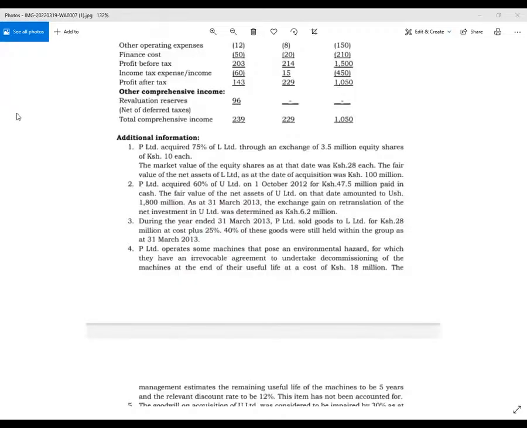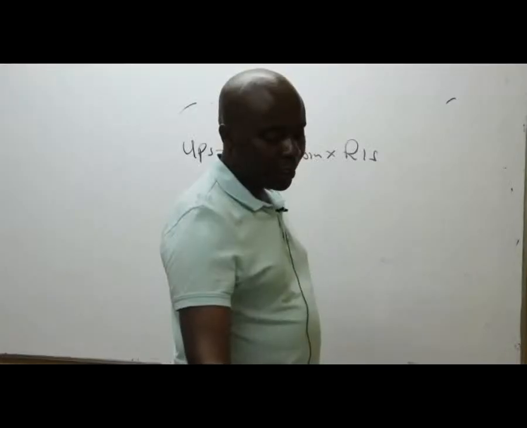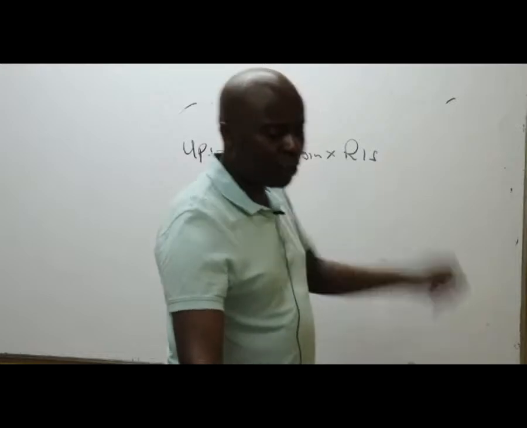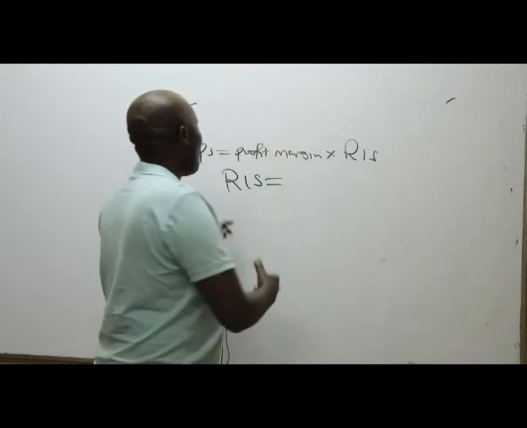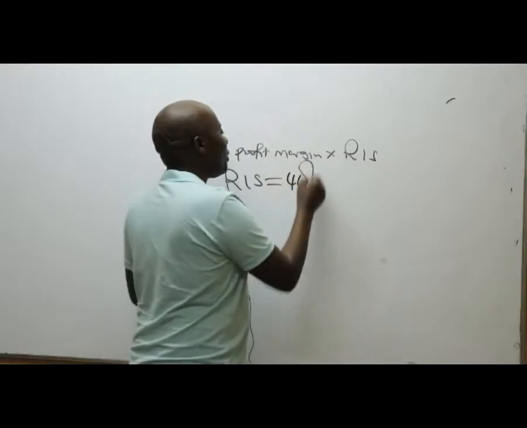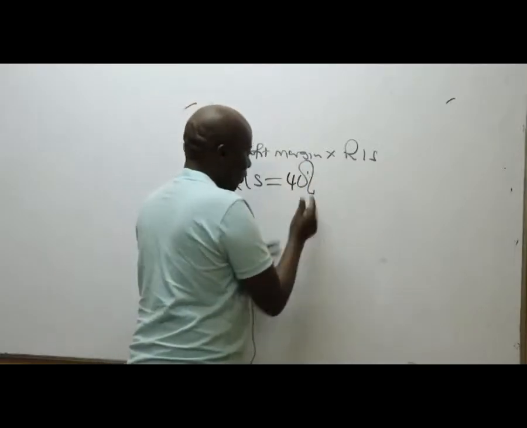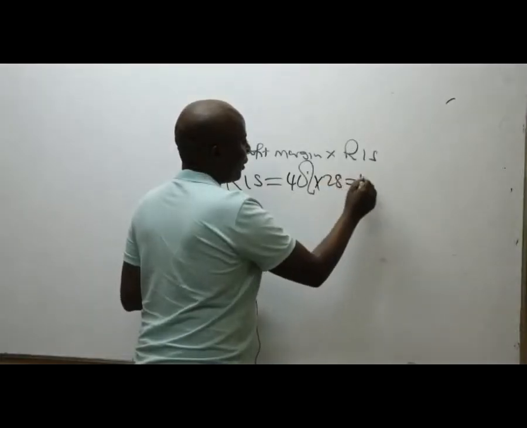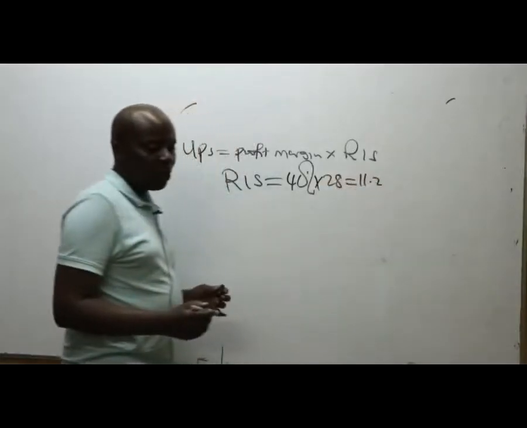The total goods sold were 28 million. It's 40% of these goods which were still held within the group. So the remaining intra-sales will be equal to what? The remaining intra-sales will be 11.2. You guys are correct. You guys are bright. Because what you've told me is that this Reese will be 40% remaining with us times 28, which in this case will give us 11.2.